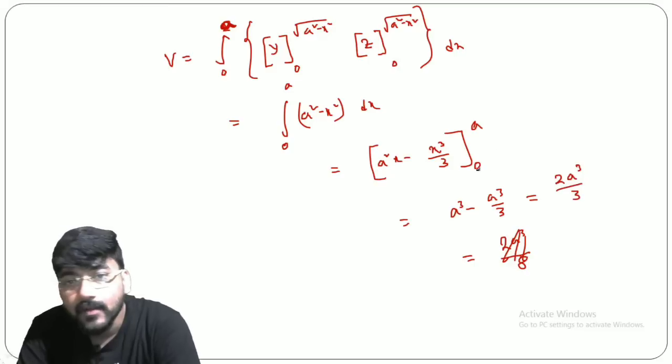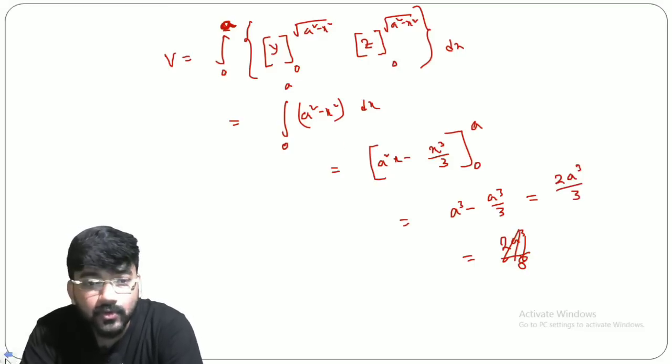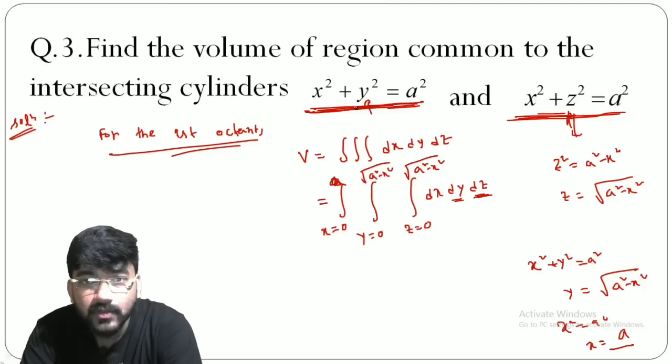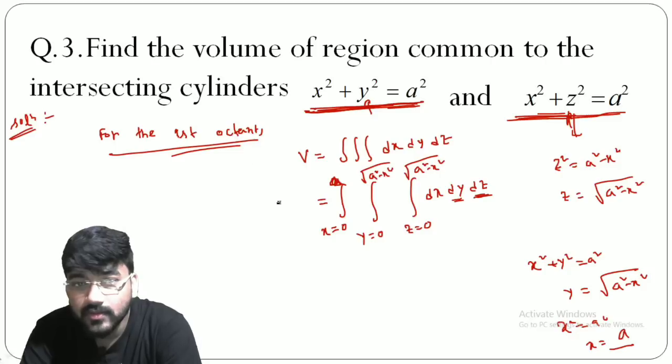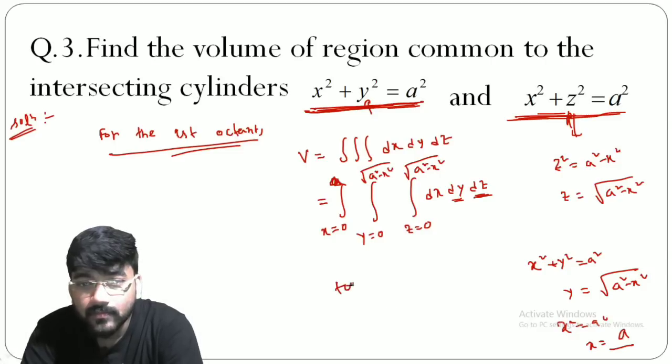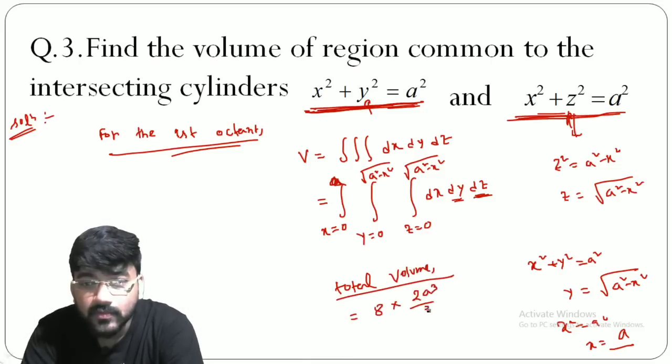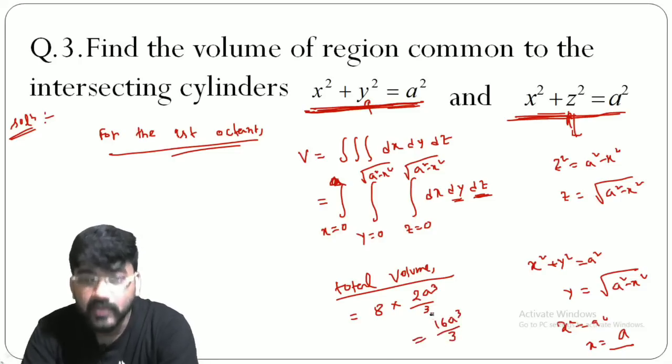Okay, now what will be the total volume? This is the volume for the first octant. So the total volume will be 8 into the volume of the first octant. So total volume is equal to 8 into 2a cube by 3. So the answer will be 16a cube by 3. Okay, so this is your answer.